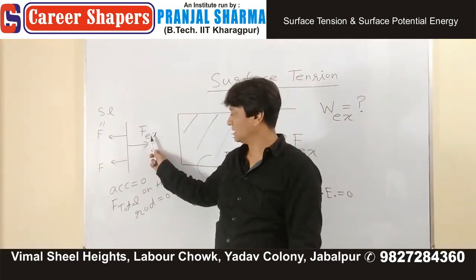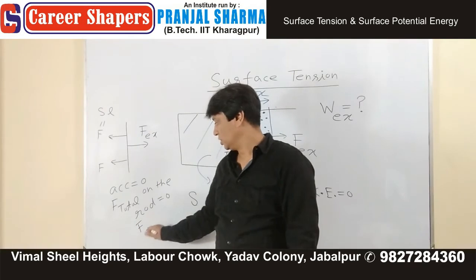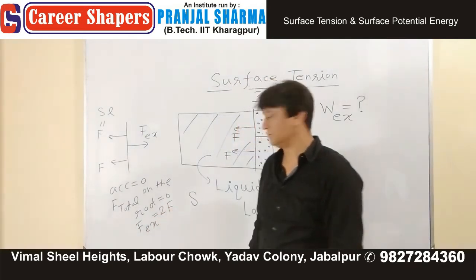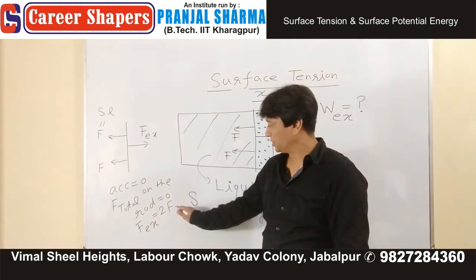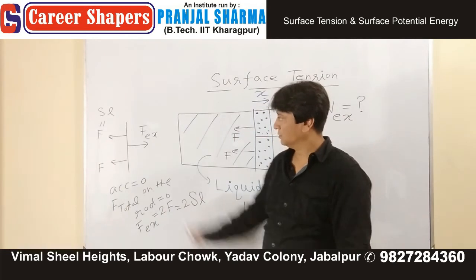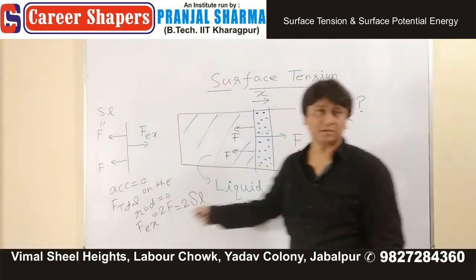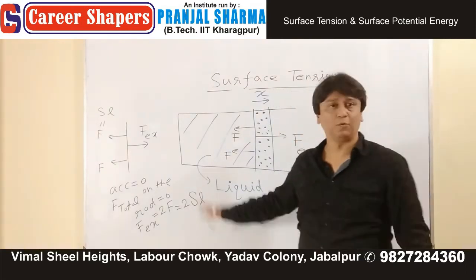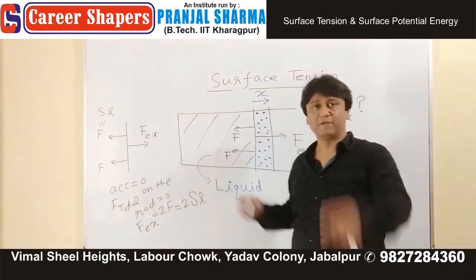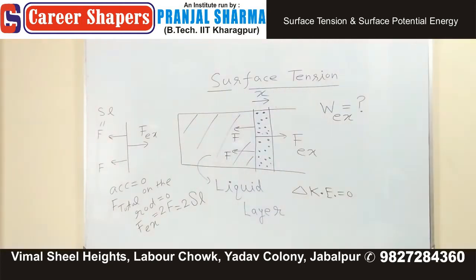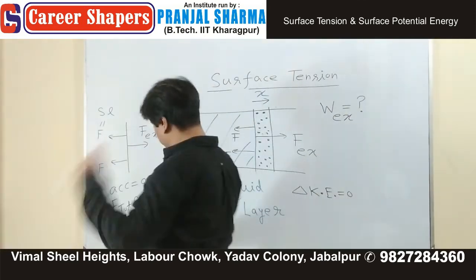F external should be equal to 2F, which is 2SL. SL plus SL. We did this a little while ago. 2SL was mg and that gave us S as mg upon 2L. Now, that's your F external.